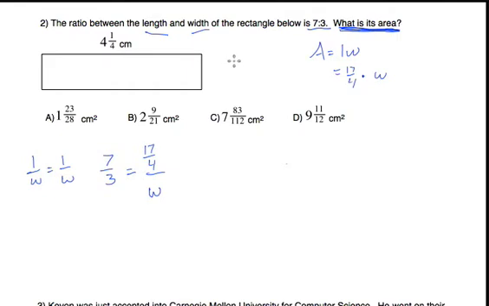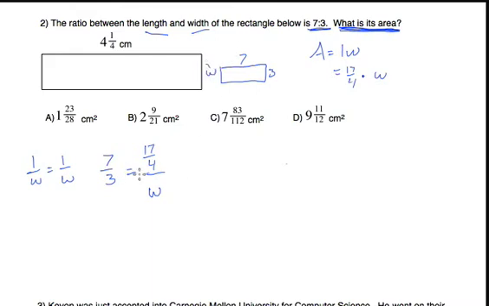Another way of thinking about this is if we know that the ratio of this rectangle is 7 to 3, then we know there's some other rectangle out there that also has a ratio 7 to 3, which means if its length is 7 and its width is 3, then this rectangle also has a ratio of 7 to 3. You compare the length to the width of this rectangle, 7 to 3, over the length and width of this rectangle, 17 over 4, over an unknown width, that width.